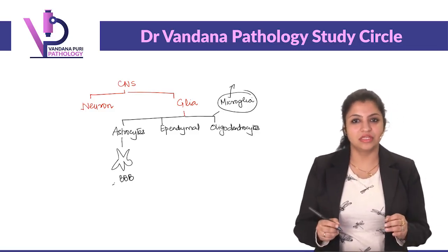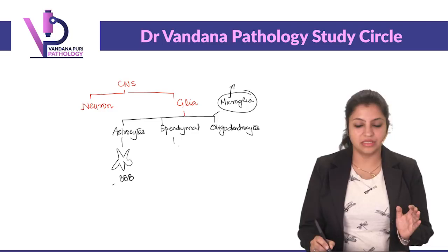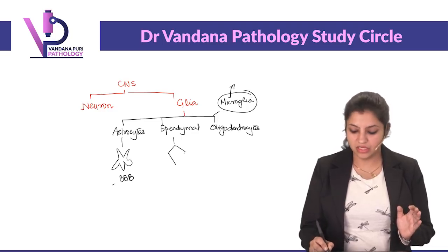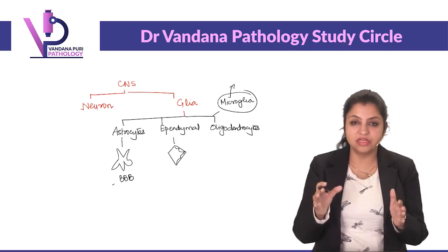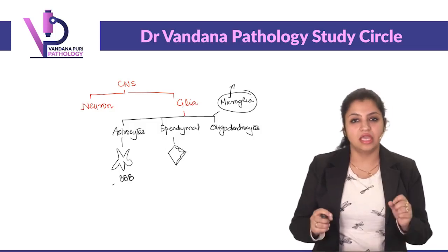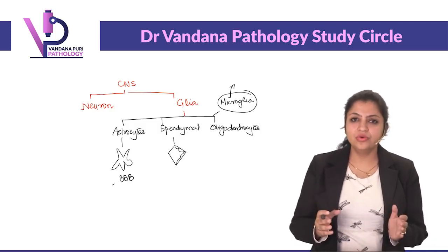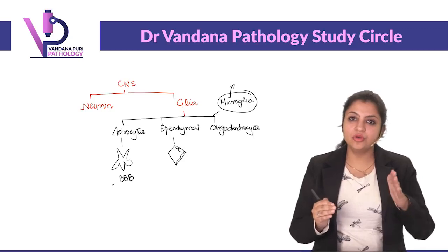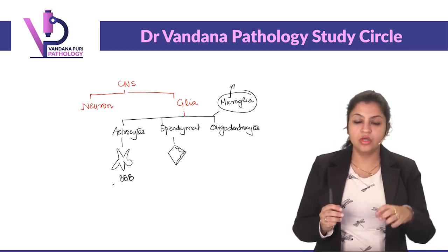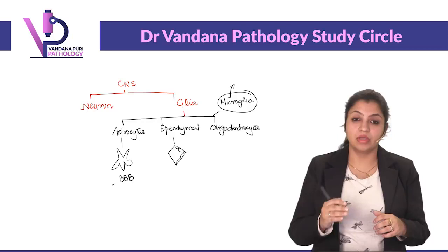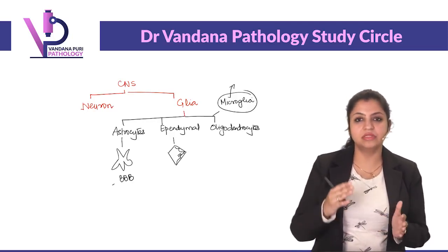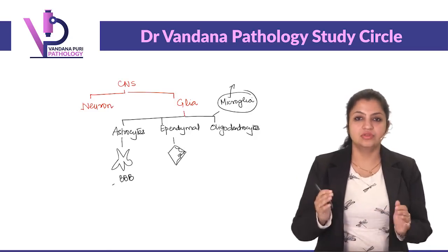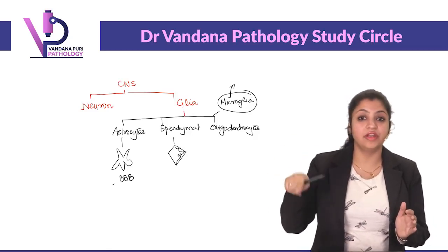So these are astrocytes. Ependymal cells are the cells which line the ventricles. All the CSF-filled ventricles are lined by ependymal cells. How do they look? They can be from low cuboidal to columnar epithelium, and they usually have cilia. So if they have cilia, this is simple ciliated columnar epithelium. Ependymal cells line the ventricle all around.